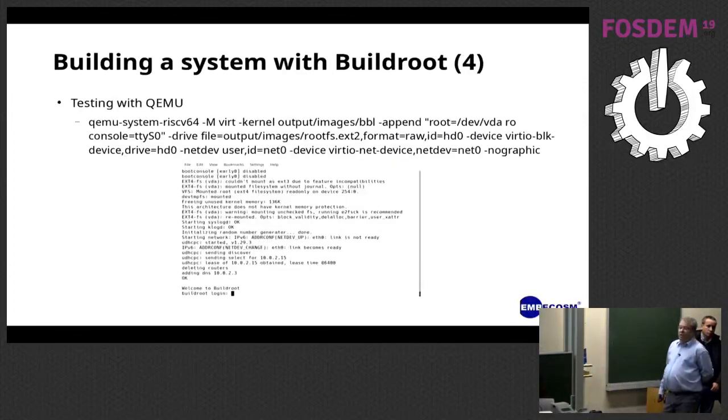Okay, next stage onto testing. So the incantation at the top was what I ran QEMU with. So you can see running with the QEMU virtual machine, you pass it a kernel specifying the BBL image file, and in this case, pass it a separate root file system image as a drive. And you can see there that it boots right down to a Buildroot login prompt.